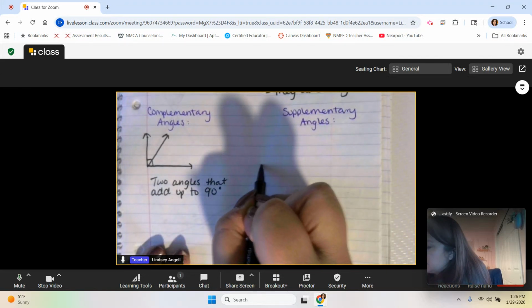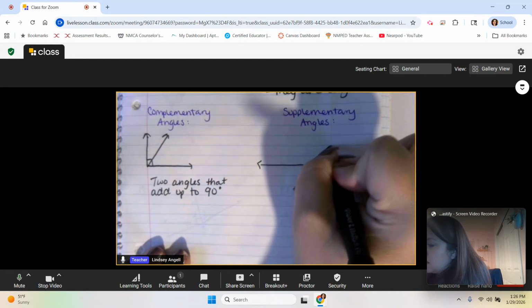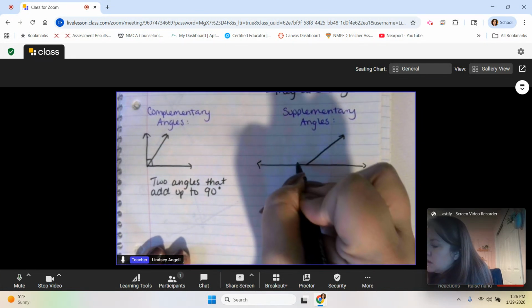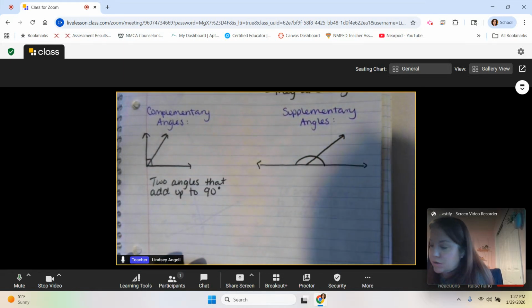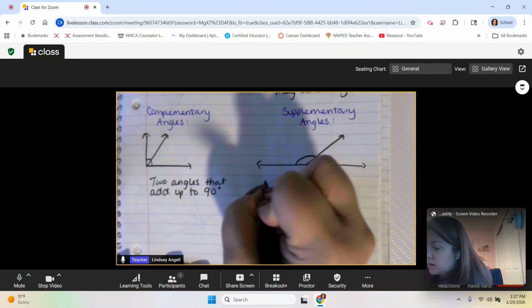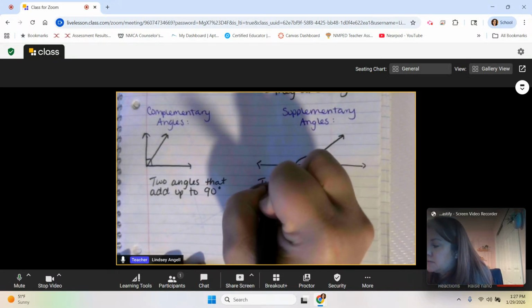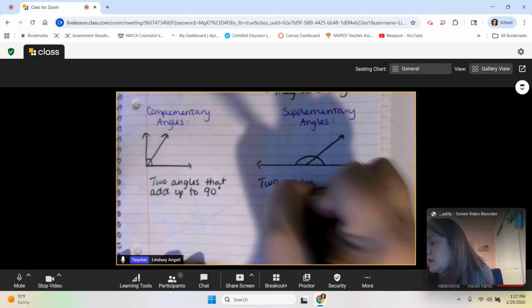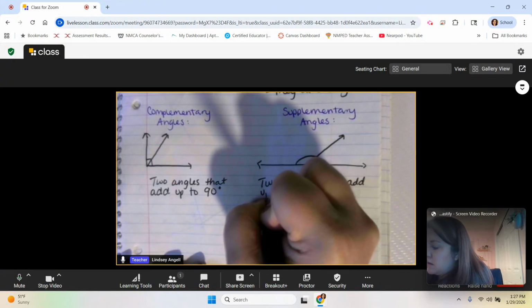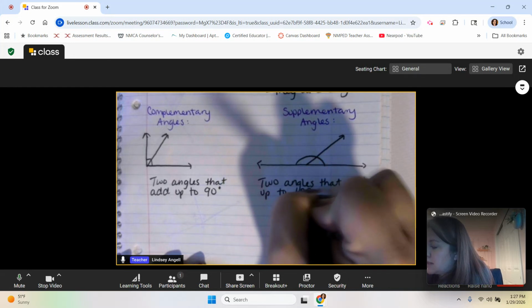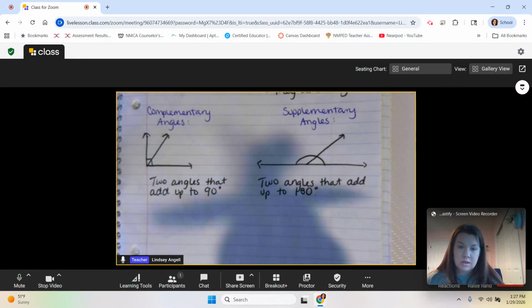Supplementary angles are angles that add up to 180 degrees, or a half circle, or a straight line. They're also called like a linear pair. So this would be two angles that add up to 180 degrees. Okay? So right angle and a half circle.